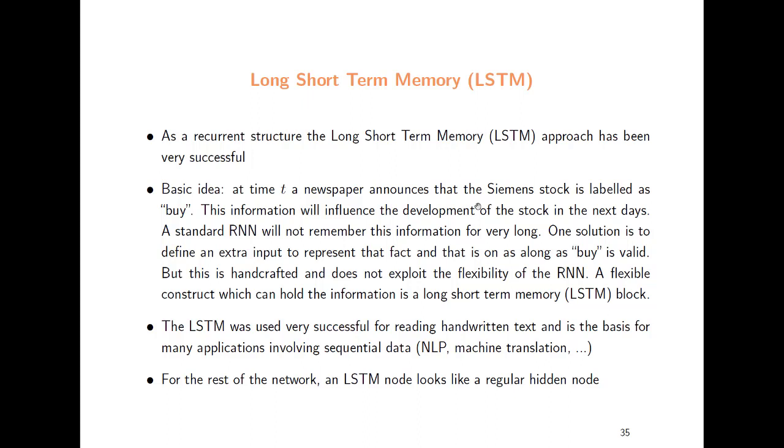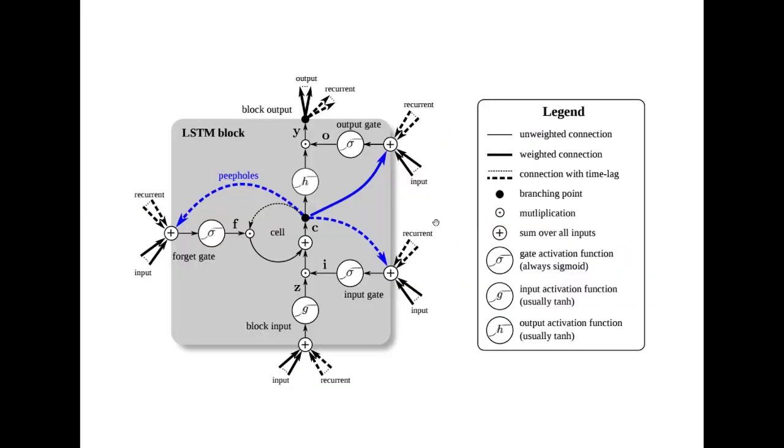At that time, or let's say a couple years later, it was very successfully applied. I think it was invented around 2000 or something. Very successfully applied for reading handwritten text, and is even nowadays the basis for many applications involving sequential data. But LSTM is just, you can think of it as one recurrent node in a recurrent neural network. So you have several of them.